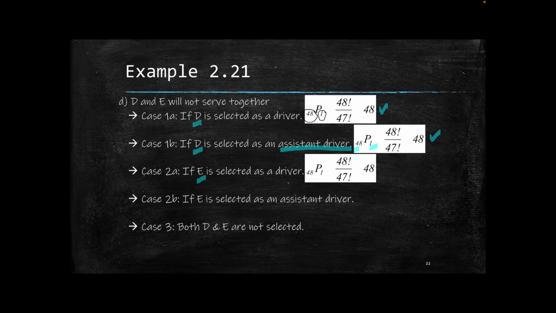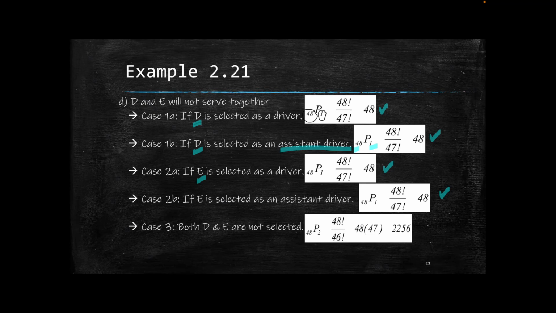Okay, so kita dapat 48 lagi. Sama juga case 1B. Okay, 48 juga. And then case 3, both D and E are not selected. So kalau D and E are not selected, kita dah kena tolak 2, N tolak 2, dapat 48. And then R kita equals to 2. Okay, so kita akan dapat 2256.